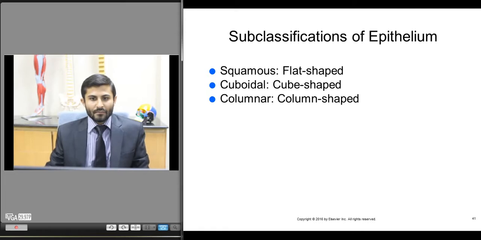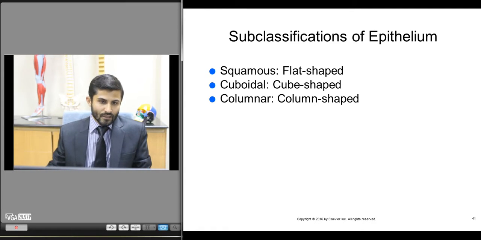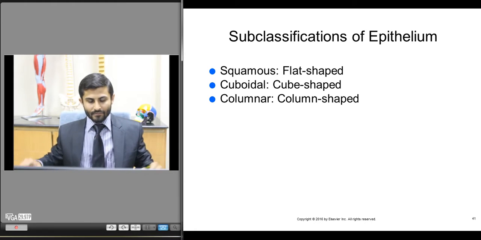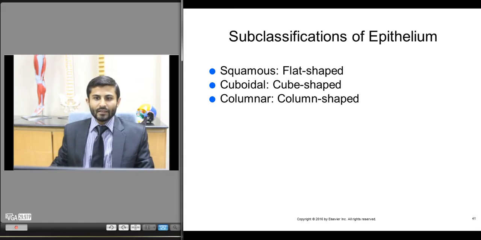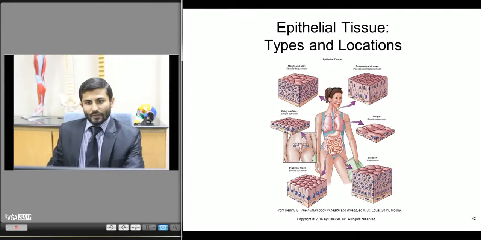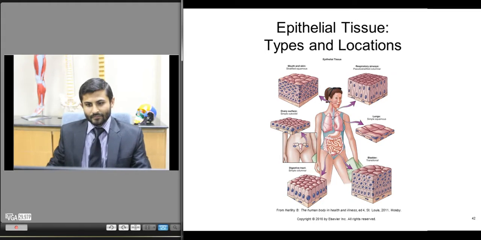Subclassification of the epithelium: they can be squamous, cuboidal, or columnar. Squamous is when the cells are arranged in a flat sheet, cuboidal is cube shaped, and columnar is column shaped. Now you can look at the epithelial tissue, their types and their locations. The epithelial tissue is present in different areas like the GIT and other organs.